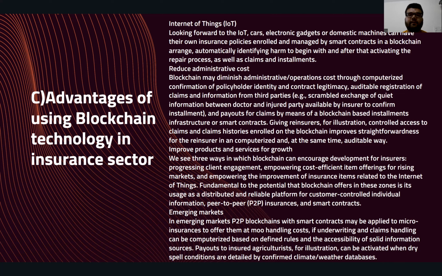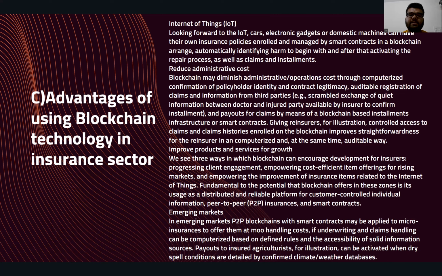For example, encrypted exchange of patient information between doctor and injured party, available to the insurer to verify payment and payout for claims via blockchain-based payments infrastructure, or smart contracts giving insurers controlled access to claims and claims histories registered to the blockchain, improves transparency from the reinsurer in an automated and at the same time auditable way.